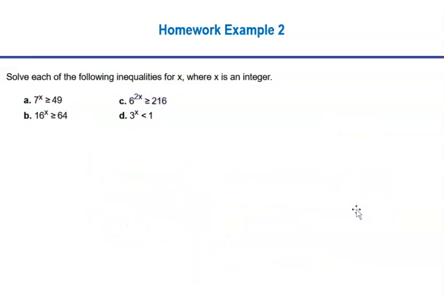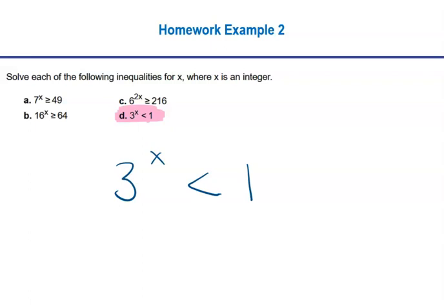I've only got one more, and I'm happy because I think I'll get this finished before my 15-minute cutoff. 3 to the x is less than 1. So let me write that down. So 3 to the x is less than 1. We need that to be true.